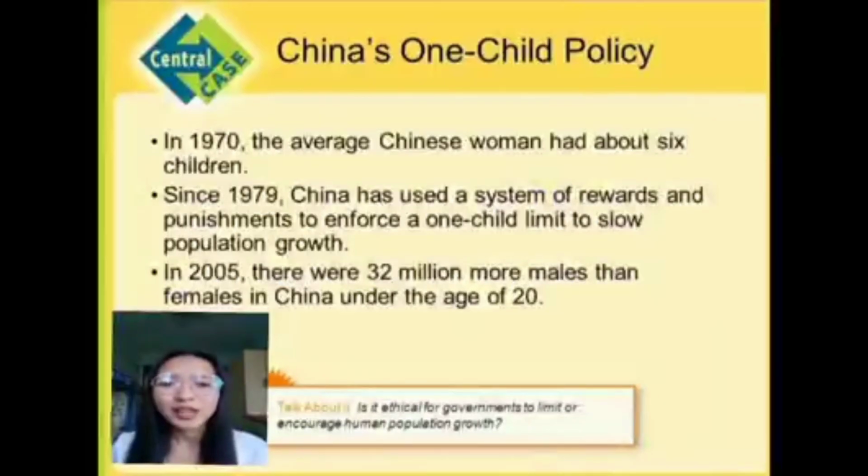China's one-child policy. In 1970, the average Chinese woman had about 6 children. Since 1979, China has used a system of rewards and punishments to enforce a one-child limit to slow population growth. In 2005, there were 32 million more males than females in China under the age of 20.